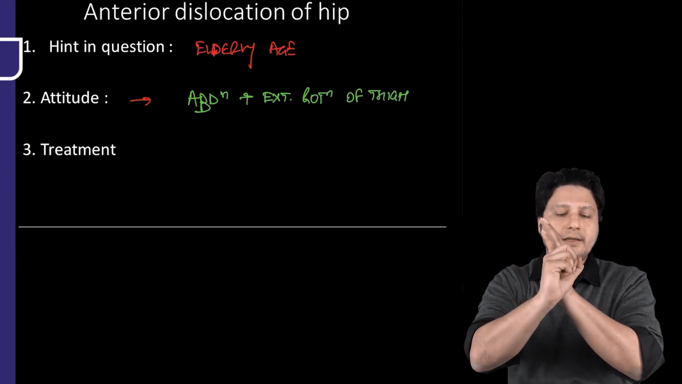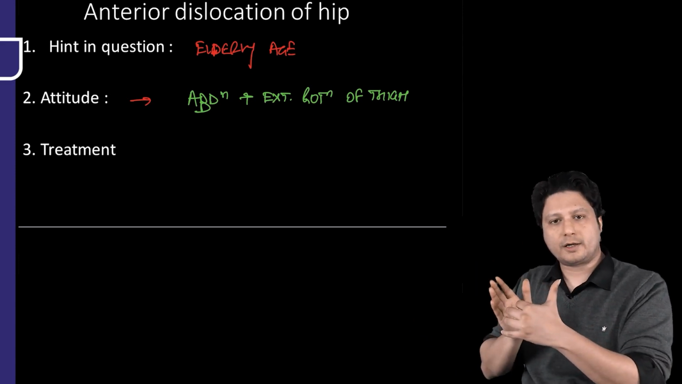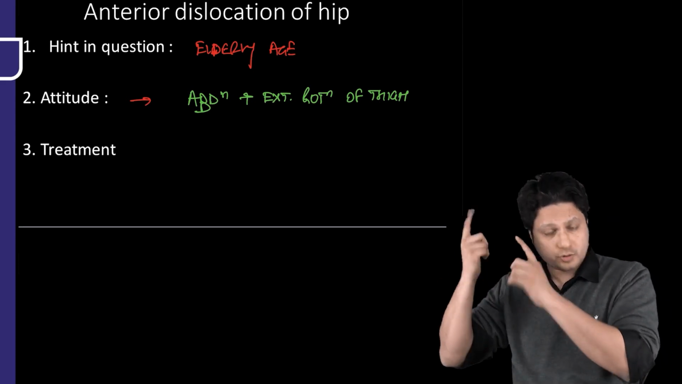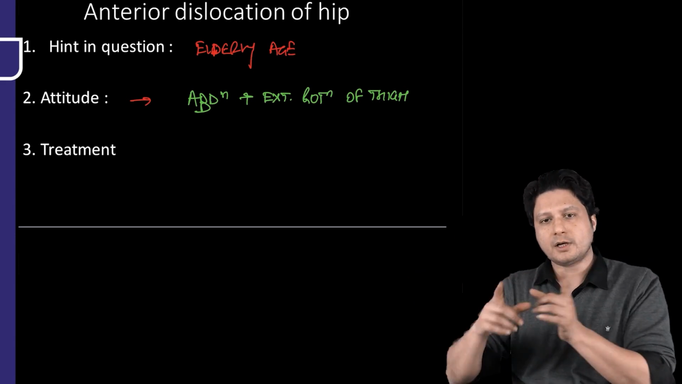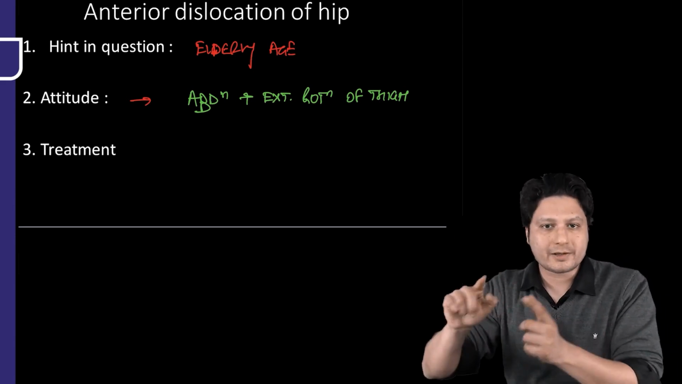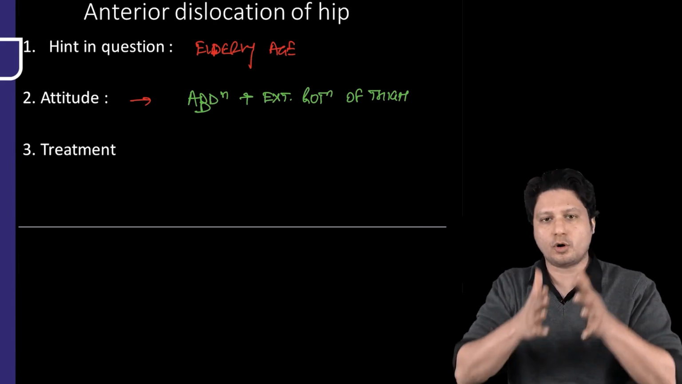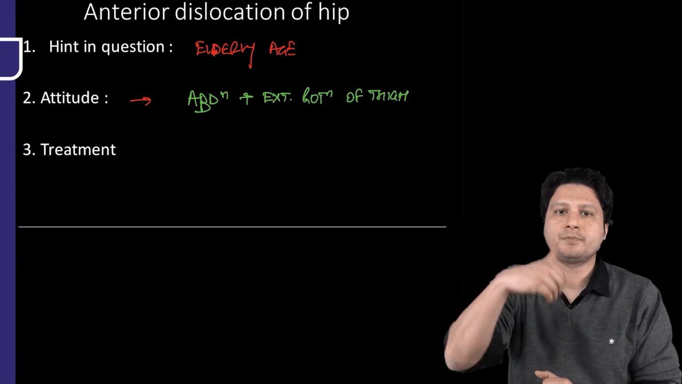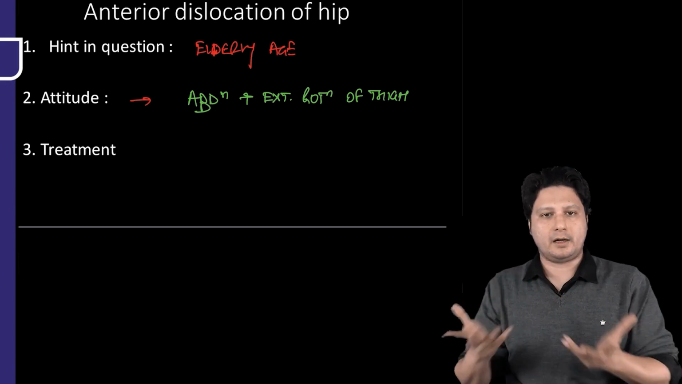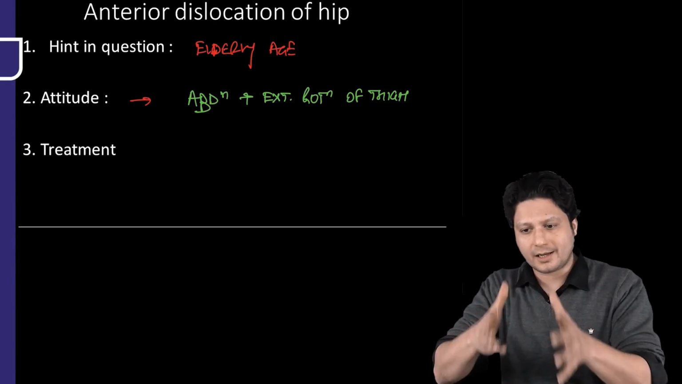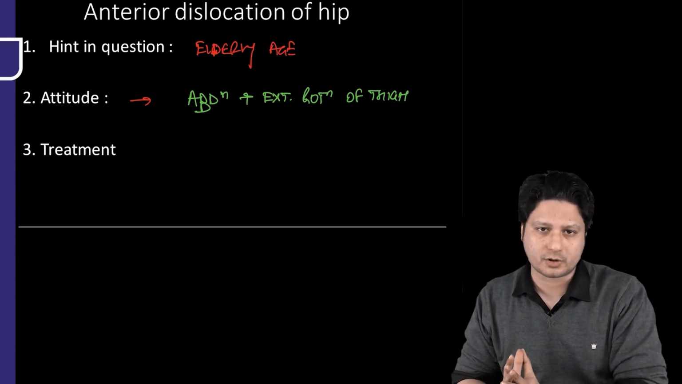And when it is anteriorly dislocated, the posterior rotators, which are external rotators, will have more rebound contraction. So it will rotate the thigh into external or lateral rotation. All right. So abduction and external rotation is the key attitude for anterior dislocation of the hip joint. And if you compare with the posterior dislocation, there was flexion, adduction, internal rotation. Here it is abduction and external rotation of the thigh.